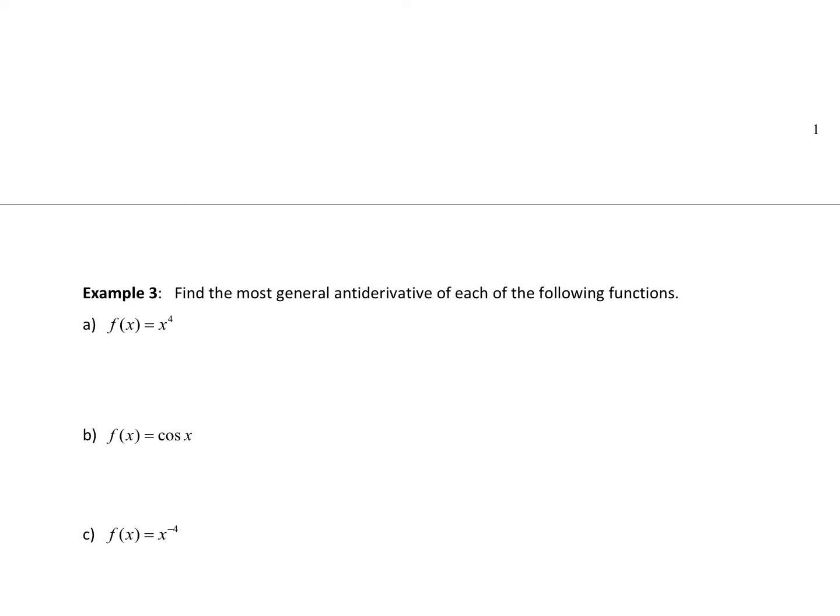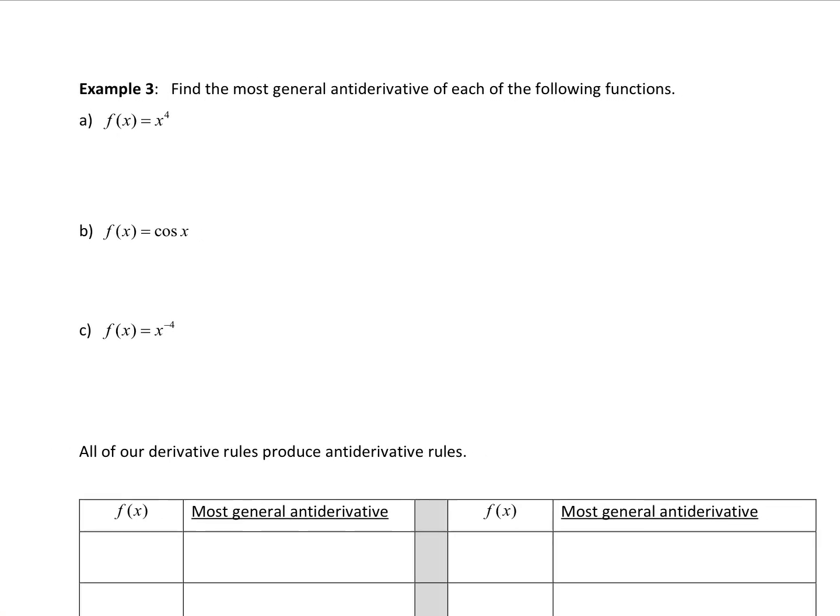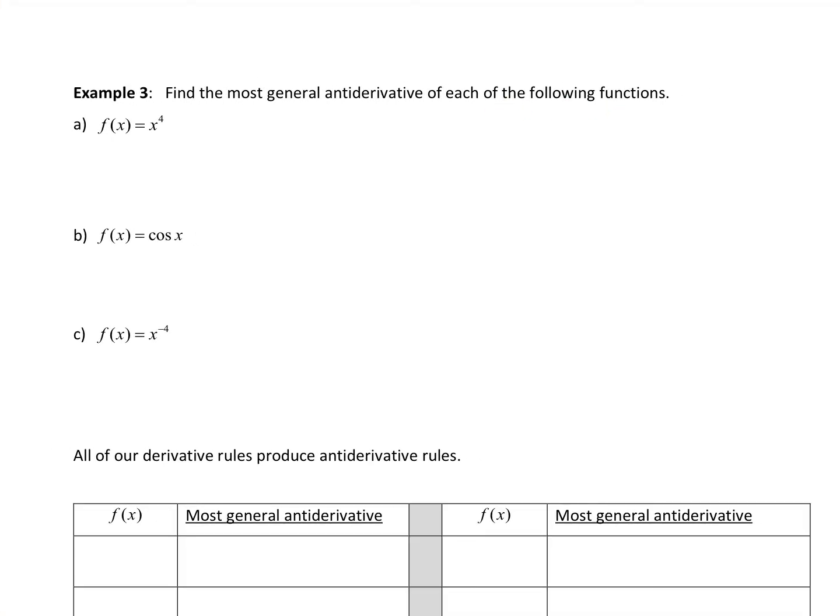Now let's look at example 3. It says find the most general antiderivative for each of the following functions. Okay, so the first one is x to the fifth. My guess is that big F is going to be x to the 5th power, because if I take the derivative of a 5th power, it becomes a 4th power, right?